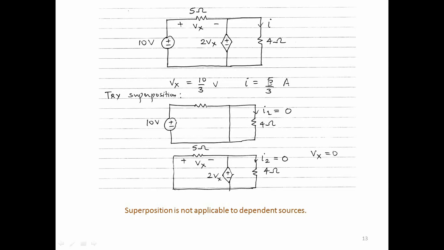But the actual current is 5/3 ampere. So this is a demonstration that superposition cannot be applied to dependent sources. It can be applied only to independent sources.